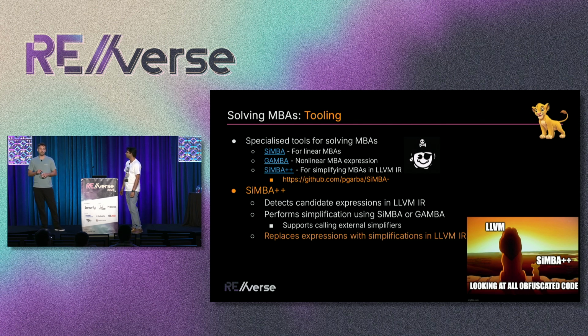Simba++ tries to parse the LLVM IR, identify those expressions, go through the AST and try different combinations, applying the Simba algorithm, or Gamba. You can also choose Gamba. And then when it finds a simplification, it replaces the expression with the simplification.